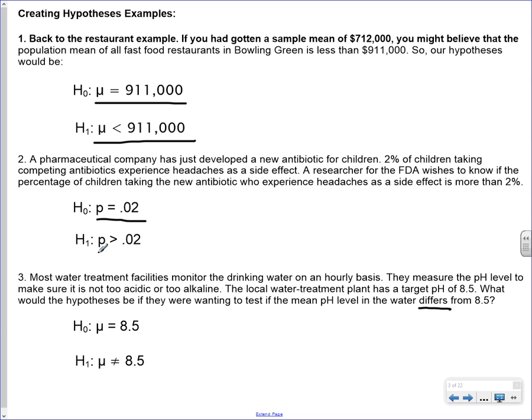We want to see if the new antibiotic has P greater than 0.02. So if that side effect is more than 2%.